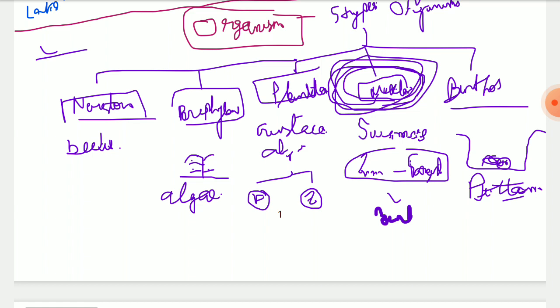What are neustons? As I have said, the organisms, both flora and fauna, in the aquatic ecosystems are unevenly distributed. That is one important thing that you must note. They can be classified on the basis of their life form or location into 5 groups. So the first one is neuston.